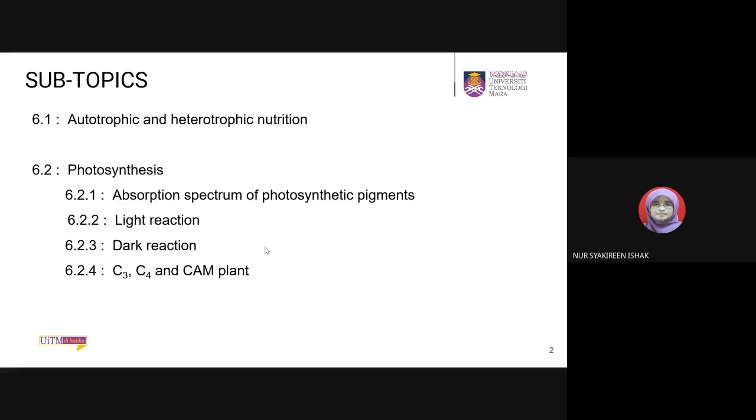And then the last one, we are going to look at the difference between C3 plant, C4 dengan CAM plant. Kenapa nama plant ni dinamakan sebagai C3, C4 dengan CAM plant? Itu yang awak kena tahu.